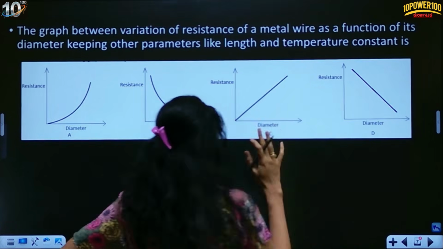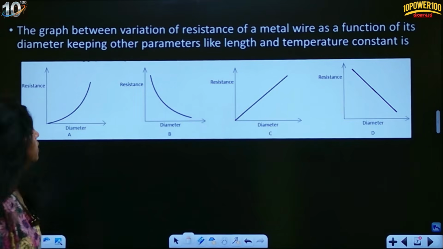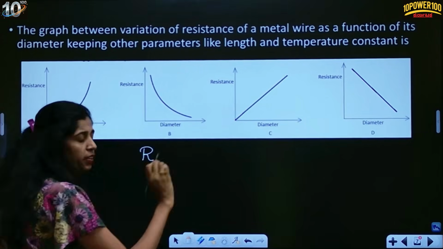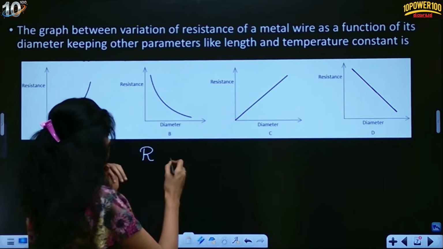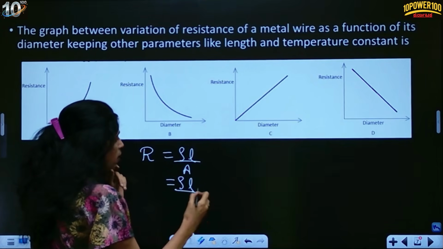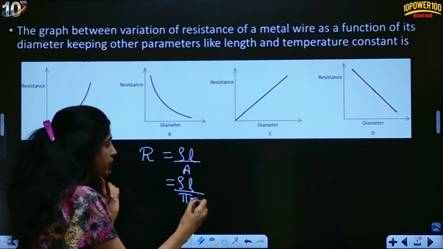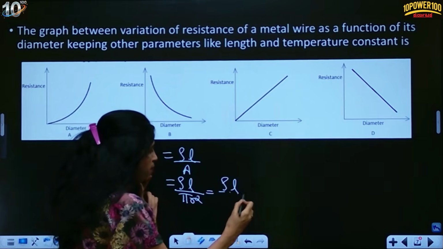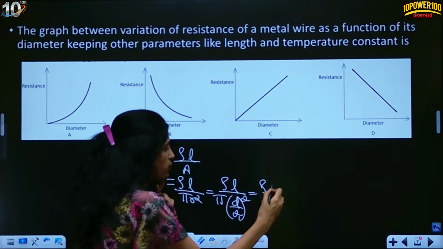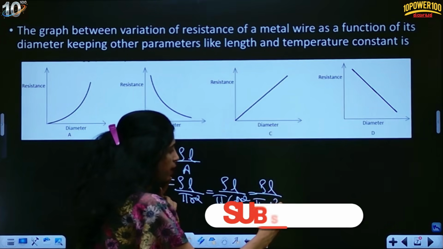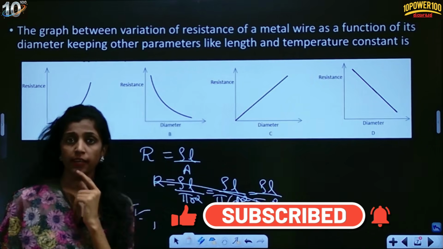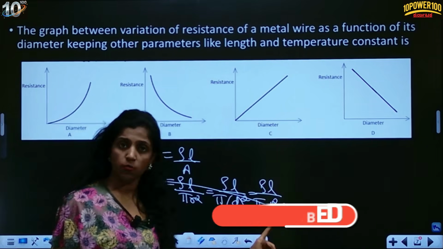Next, the graph showing the variation of resistance as a function of diameter, guys. Other parameters like length and temperature will be constant. How does resistance depend on diameter? We have a formula: resistance is rho L by A. Area is pi r squared, and in terms of diameter r is d by 2, so you get rho L by pi d squared by 4. So finally, resistance is inversely proportional to the square of diameter.